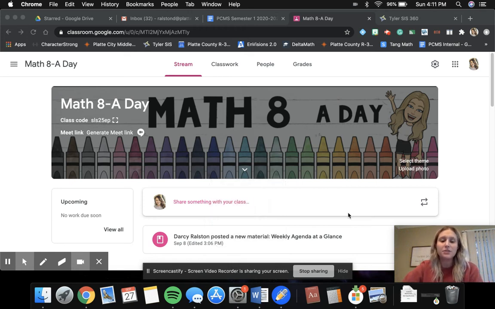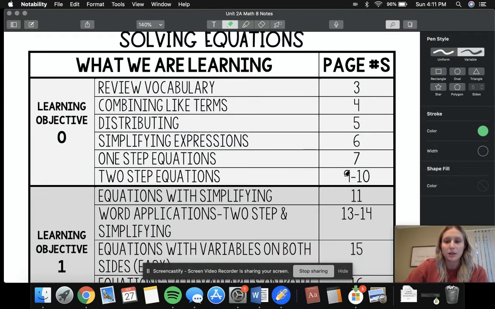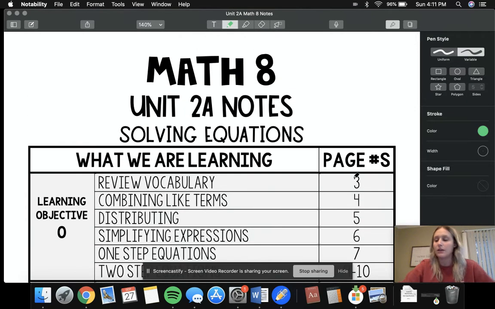Y'all, today we're going to start solving some two-step equations. So we're going to remember some stuff from 7th grade, so then we can move on to the 8th grade equations. For today, you guys are going to need your notes, specifically pages 9 and 10. You also probably need a calculator.